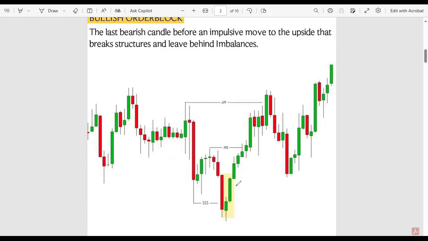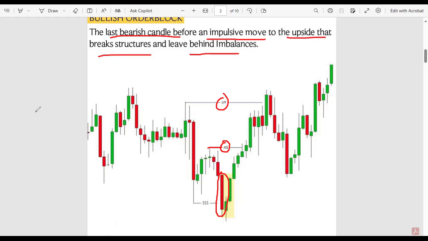So that's how simple it is if you want to mark your order block. You go back to the definition: the bullish order block is the last bearish candle before an impulsive move to the upside that breaks structure and creates imbalance. Already this is our last bearish candle before this impulsive move, and it breaks structure. We have the break of structure, this is the market structure shift, and this is further confirmation of the change in direction. So this is also a break of structure, and it leaves behind imbalances.